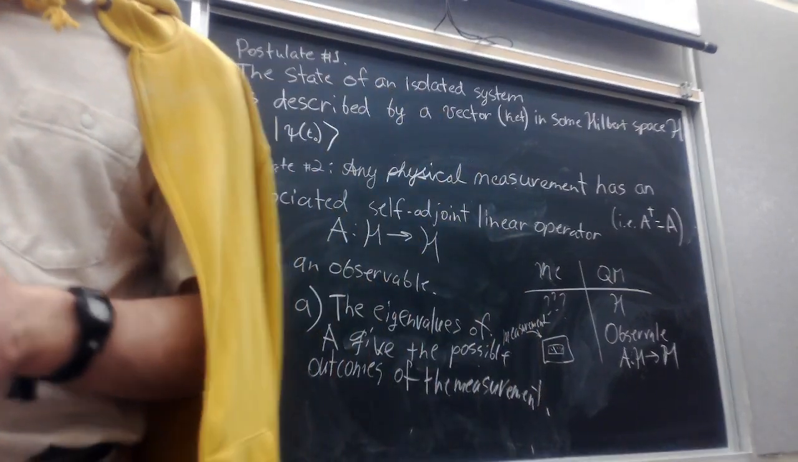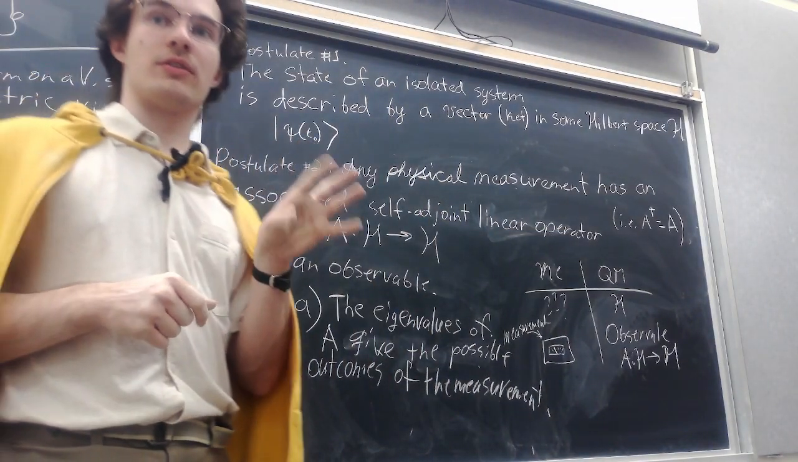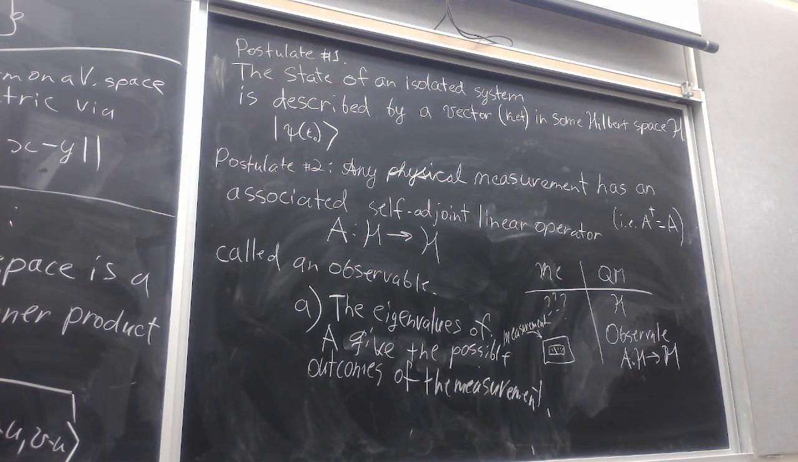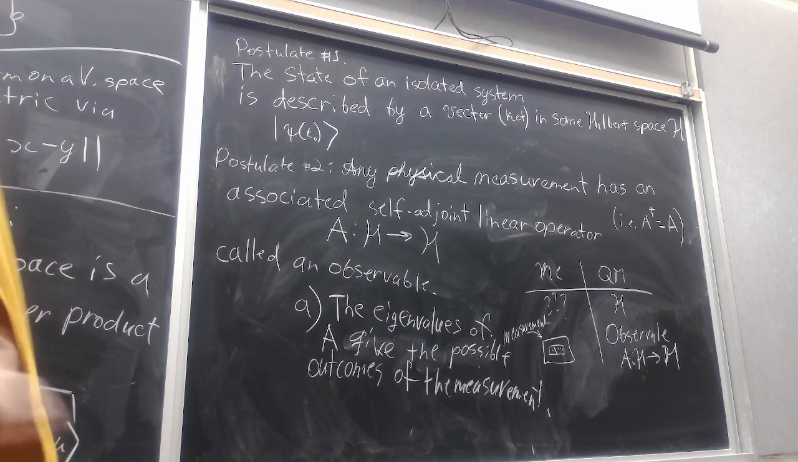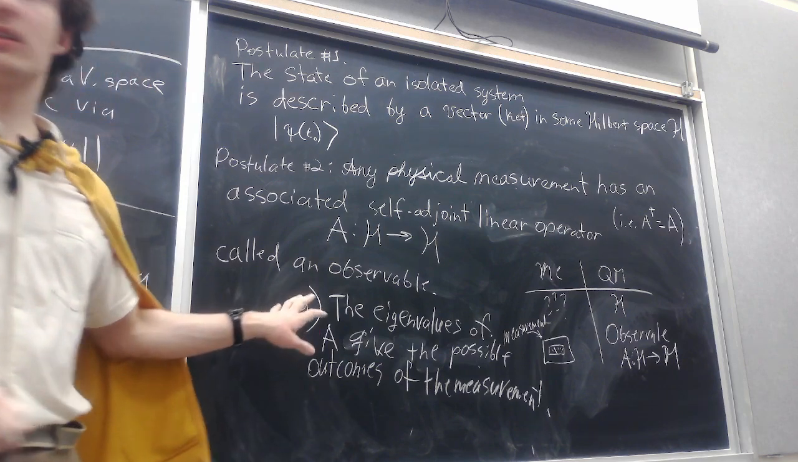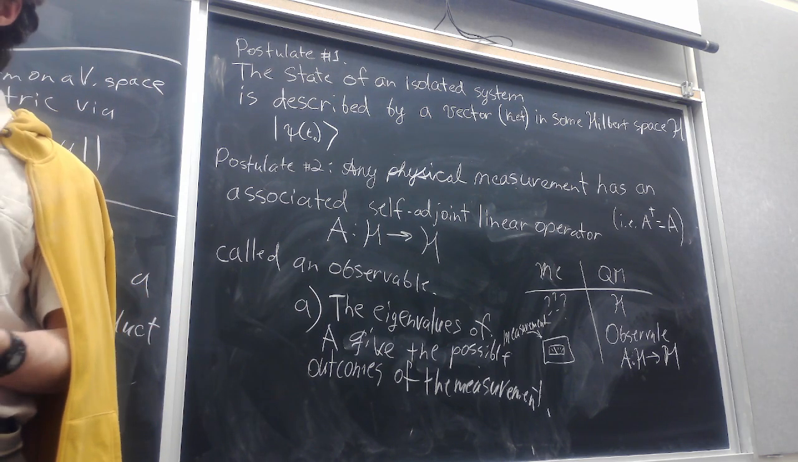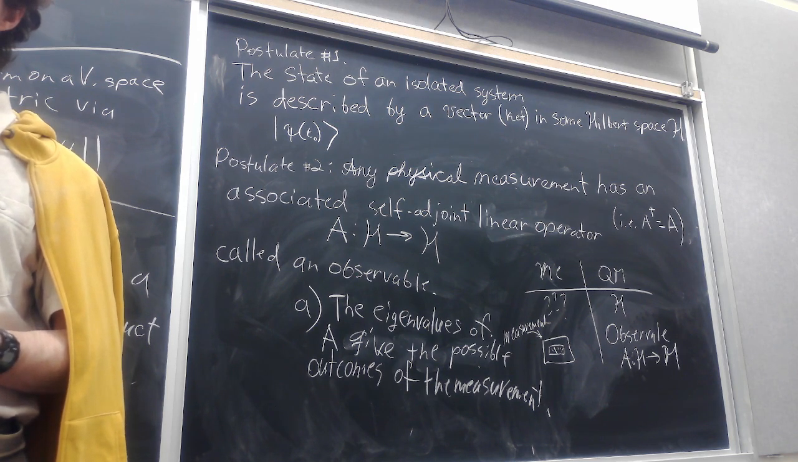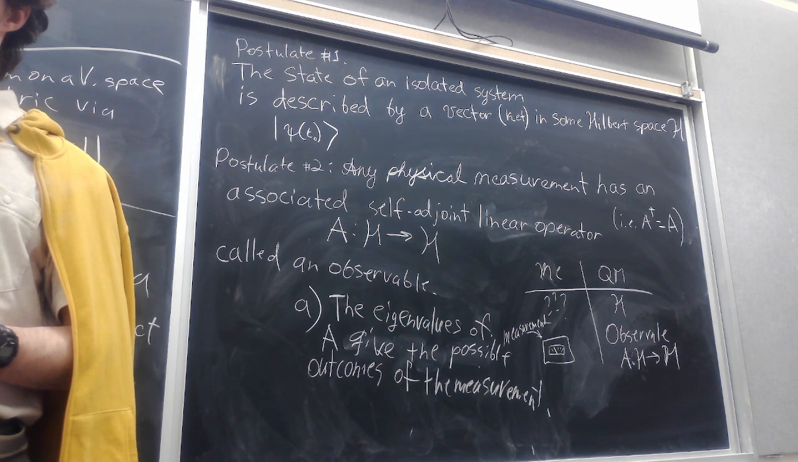So this is the first part. I'm telling you that if I can do a measurement in real life, then in the quantum mechanical world there has to be some self-adjoint linear operator associated to this measurement, and the eigenvalues of this operator will tell me what I can measure in the real world. Okay? That's already pretty good. This is step one. Yes?